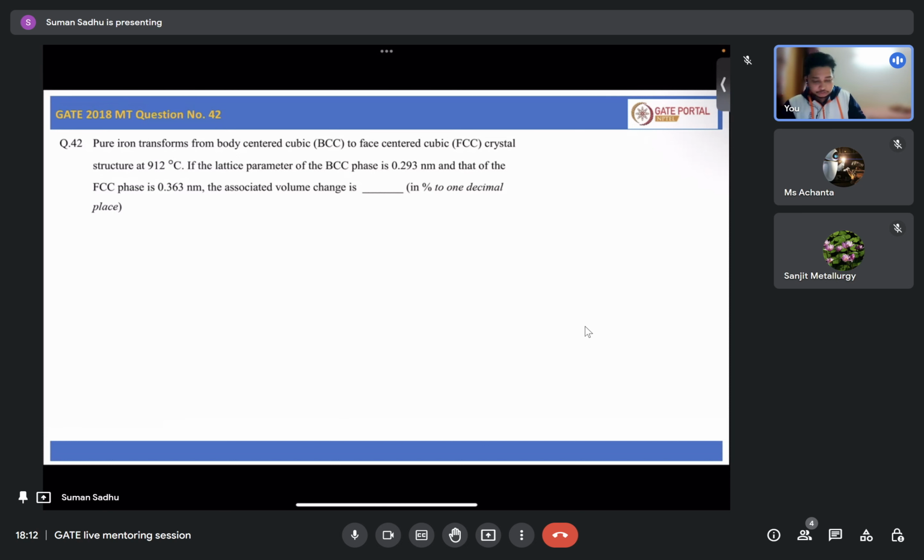Okay, so the question states that pure iron was initially in the BCC form. Initially it was in the BCC, and then when you raise the temperature to above 912 degrees centigrade, or at 912 degrees centigrade, it transforms into an FCC crystal. So you need to find out what is the volume change associated with this transformation. So this crystal structure is transforming to FCC.